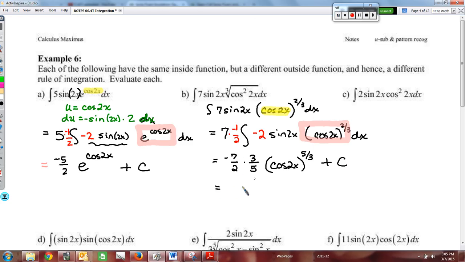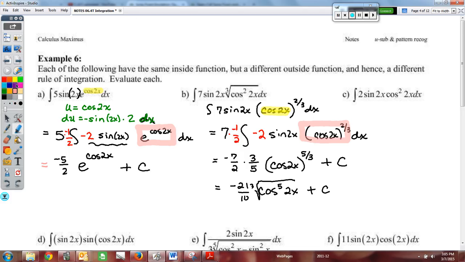And then maybe if you want to simplify, negative 21 over 10. And if you want to write this back as cosine to the 5th of 2x and do the cube root of it, plus c, you can do that, or you can leave it in your rational exponent notation. That's perfectly fine. All right, let's look at our third example over here.